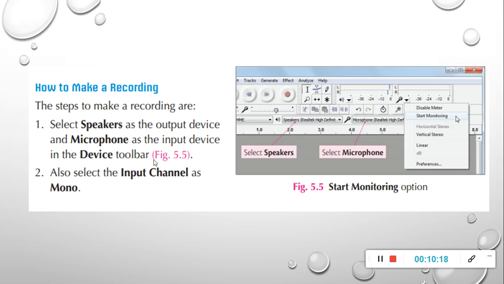There are some steps given in your textbook. Select speaker as the output device and microphone as the input device in the device toolbar. See, this is your device toolbar. You have to click on start monitoring. Okay, see, this is your speaker and this is your microphone, and also select the input channel as mono. Okay, this is how to record.